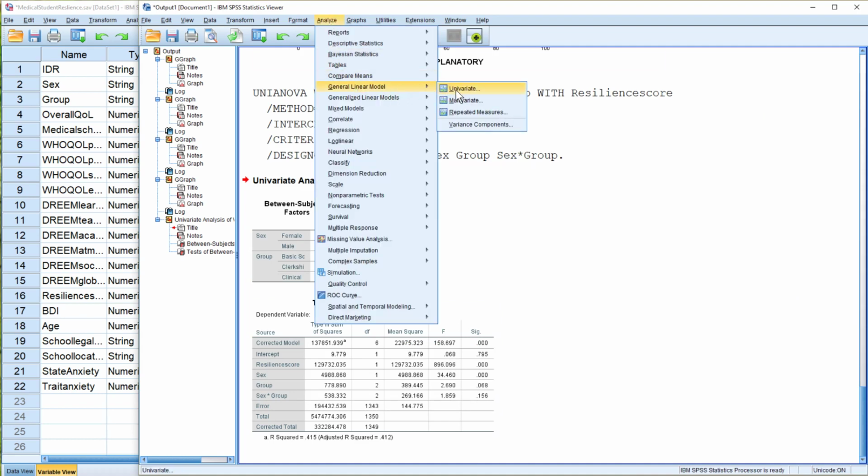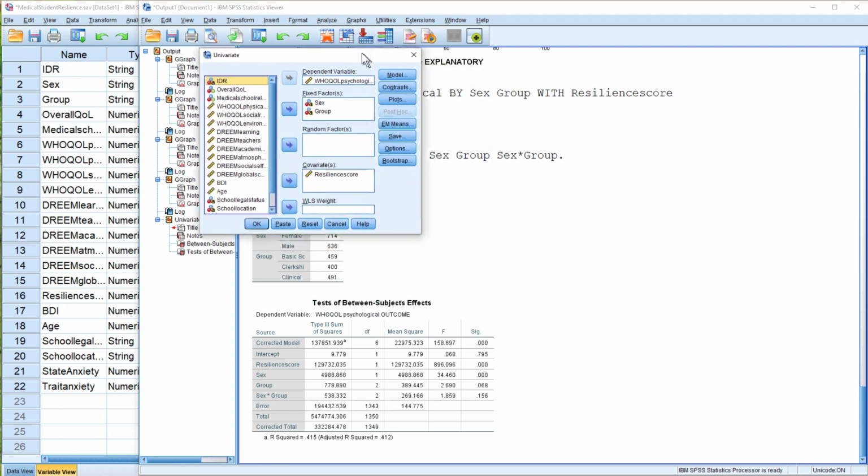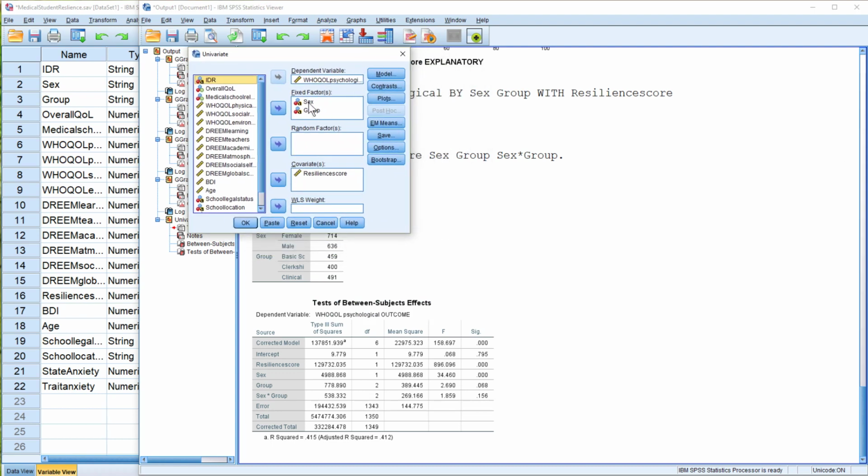So general linear model, univariate. And you can see that we didn't actually put in the interaction term. That's something that SPSS does automatically. It says, okay, you've got two categorical variables there. Let's see if they're interacting in some way.